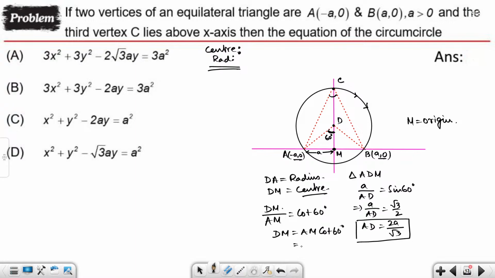And what is AM? The length of the side AM is A. Don't take minus A. Length cannot be negative. It's A into cot 60 degrees, that gives us 1 over root 3. So DM is A over root 3. So what is the coordinate of D? Since it is on the y-axis, the coordinate of D will be 0, A over root 3. So now you know the center, you know the radius. So you know the equation of the circle.